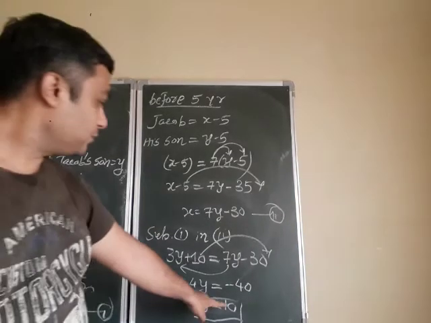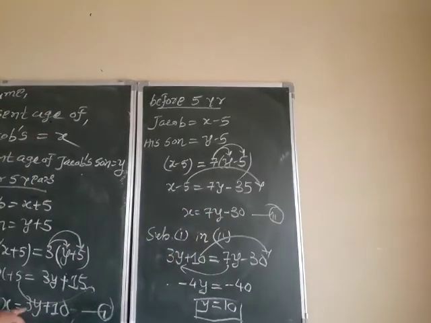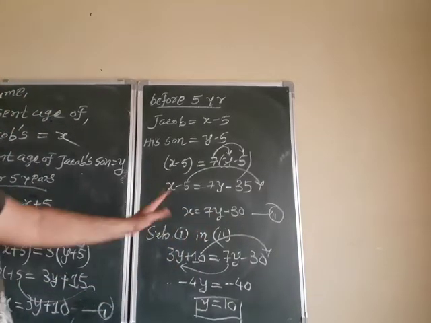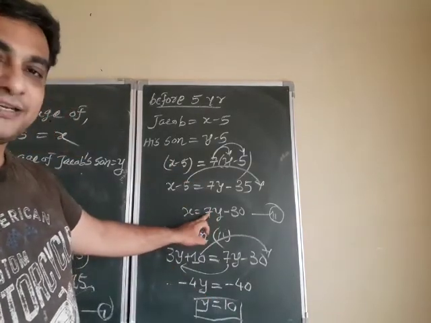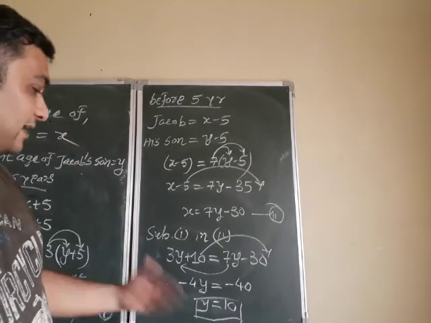Now this y you can substitute here. Okay. Yeah, here. In any equation you can substitute y. You will get the x. दोनों में से x की वैल्यू सेम आएगी. Suppose I substitute here 10 7s are 70. 70 minus 30 is 40. Suppose I substitute here 10 3s are 30. 30 plus 10 is 40. So you will get the x.